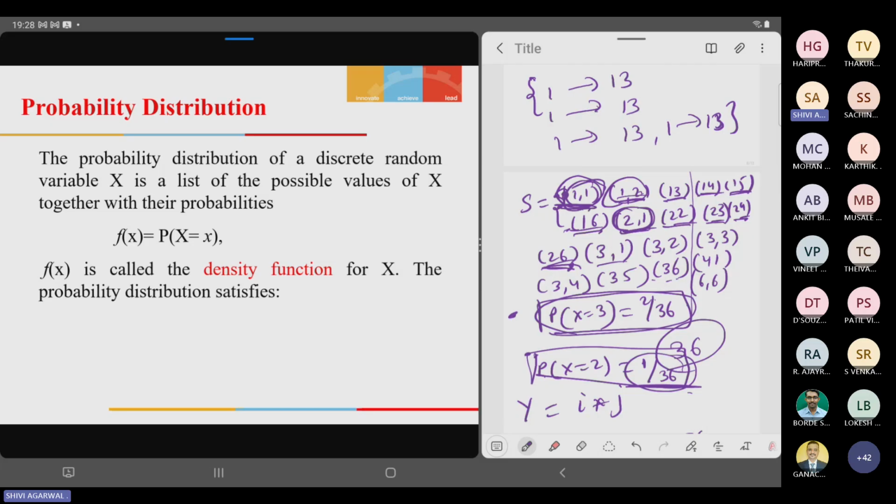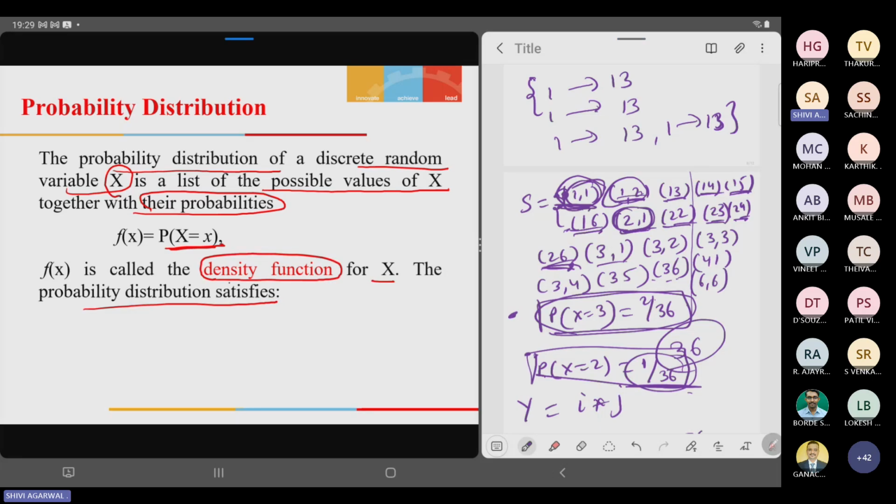This is by example I am saying. So the formula, or the definition, is: the probability distribution of a discrete random variable x is a list of possible values of x together with their probabilities. So what is the probability here? So f(x) is called the density function. For x, the probability distribution satisfies two properties. If a function satisfies these properties, then we can say it is a probability density function of a random variable.